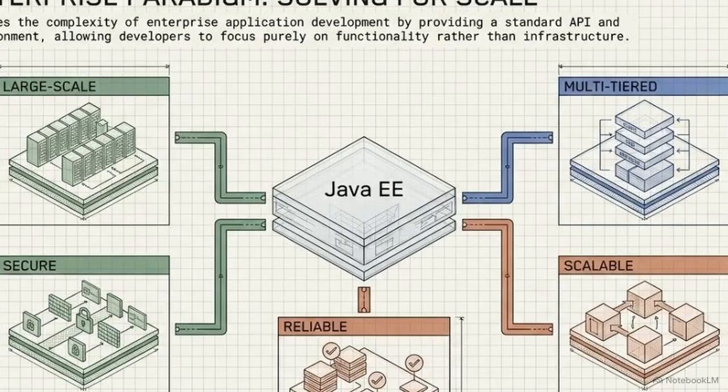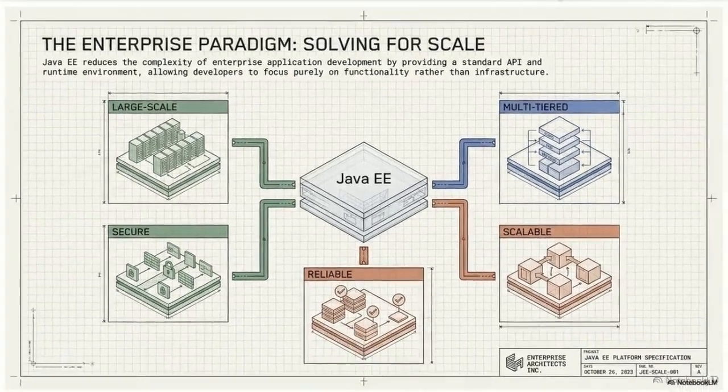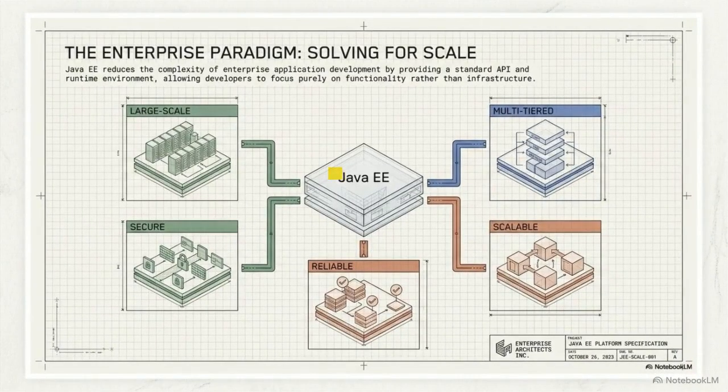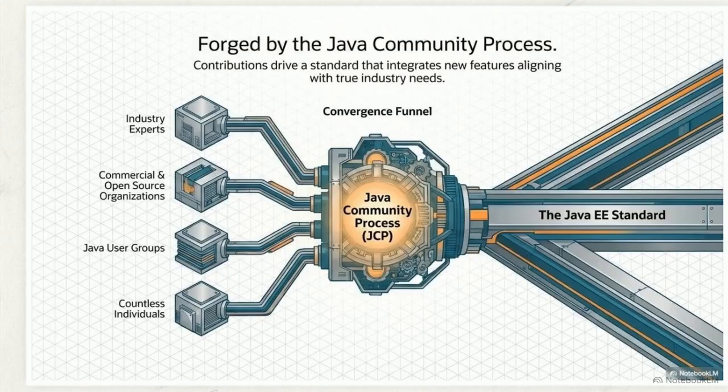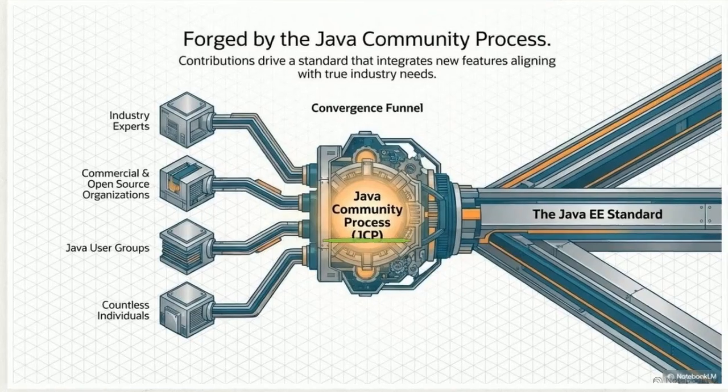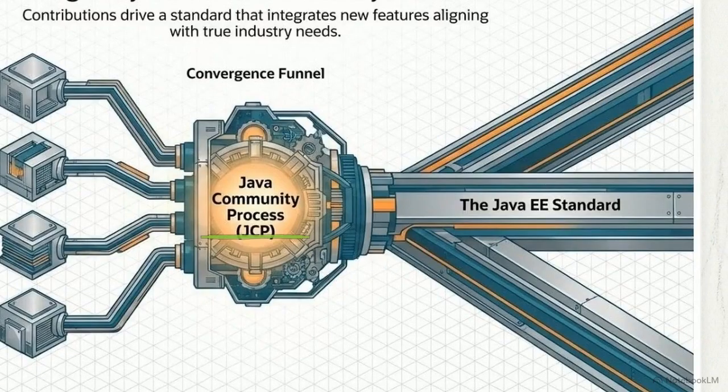This architectural diagram shows how that central abstraction solves four specific operational challenges. By managing the underlying mechanics, Java EE allows an application to inherently run as a secure, reliable, multi-tiered, and large-scale system. This schematic traces how that abstraction is built. Through the Java community process, input from industry experts and open-source groups is fed through a convergence funnel to forge a single, unified Java EE standard.